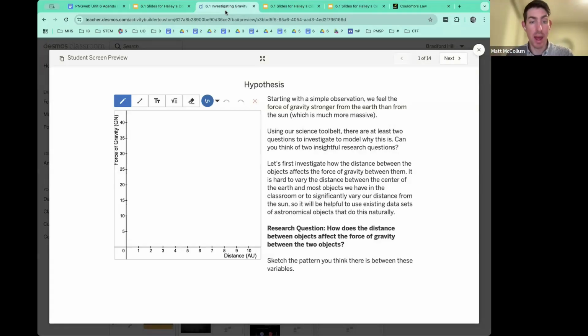What do we think is going to happen? They don't have a lot of experience with this over vast distances, but there is a lot of intuition that as the distance gets further, the force of gravity is likely decreasing. So they start with that intuition and then build from it into the data mining, which is on the next slide.